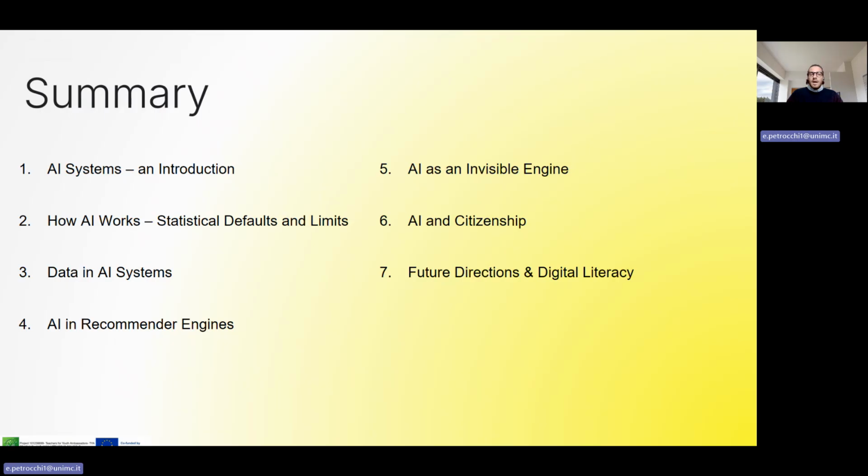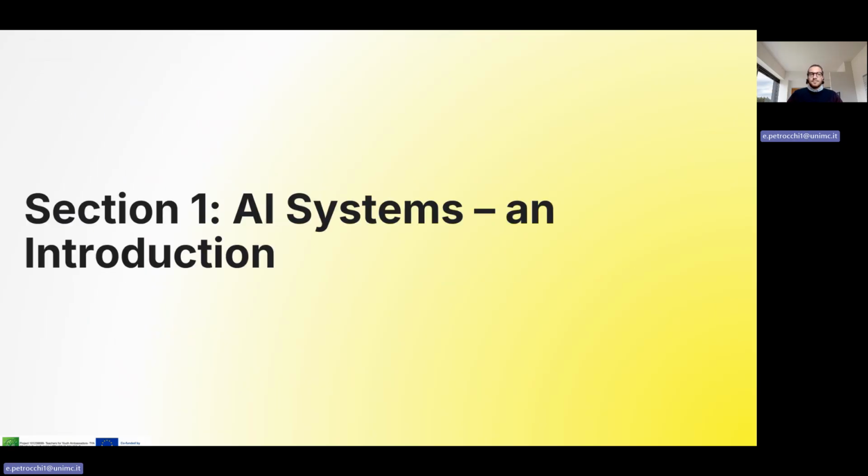After that, we will see how artificial intelligence systems can empower recommender engines, and then how they act as an invisible engine. And after that, we will analyze the natural relationship between artificial intelligence and citizenship, and we'll conclude by outlining some future directions and by defining the importance of digital literacy.